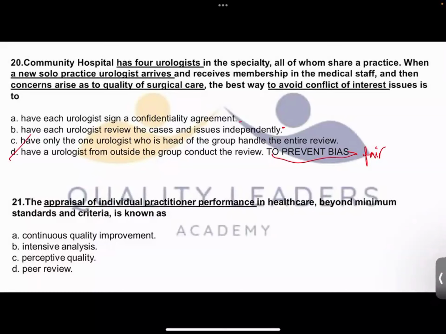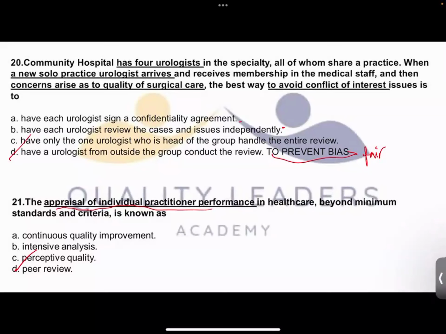The appraisal. These are the keywords here: individual practitioner performance in healthcare. The appraisal of individual practitioner. What's the answer, Radha? It's peer review. You're very good. Yes, it's peer review because this involves the evaluation of an individual practitioner's performance by other qualified practitioners to ensure they meet or exceed the required standards and criteria.